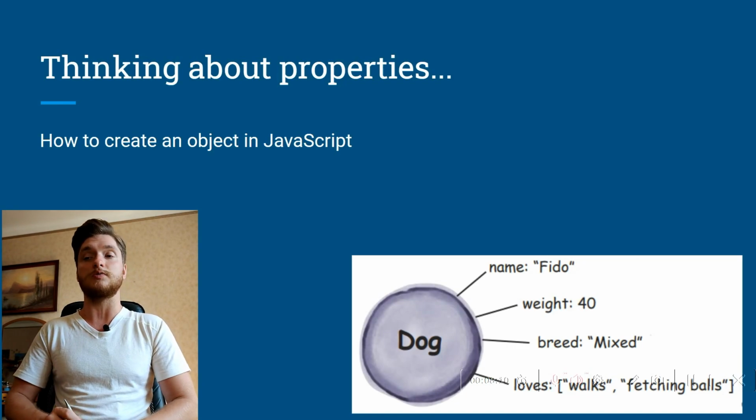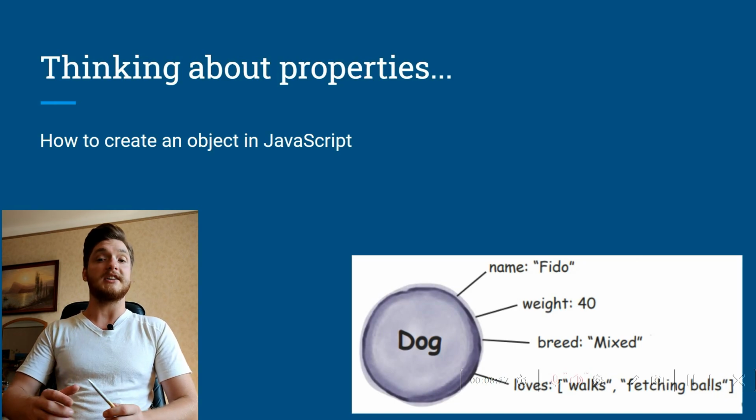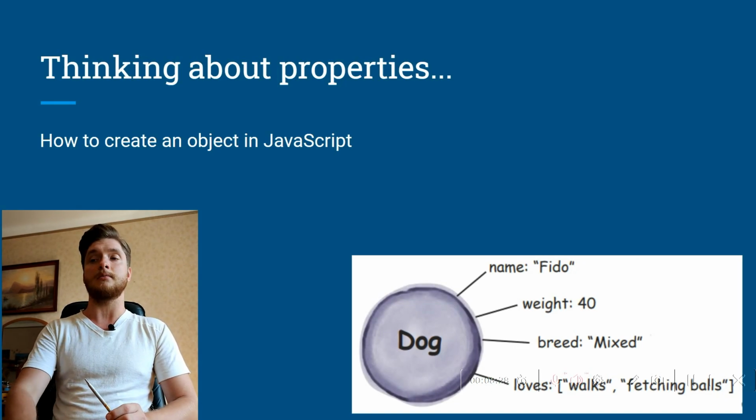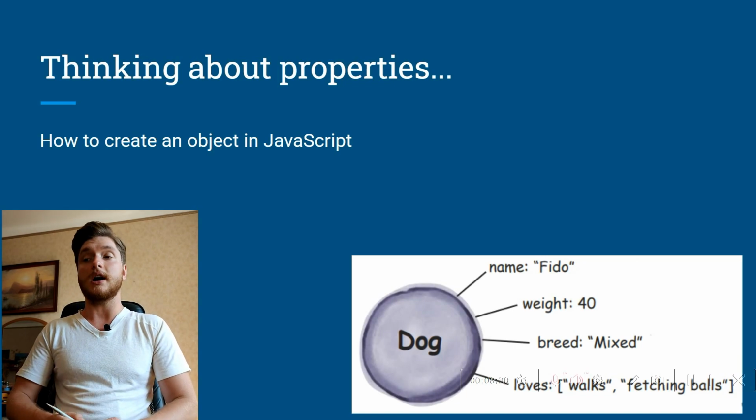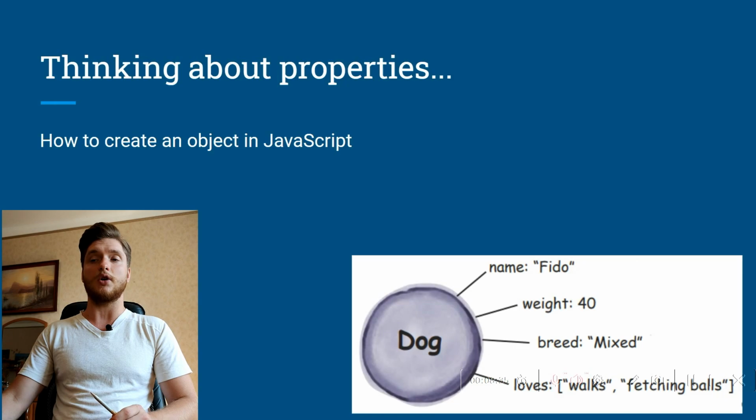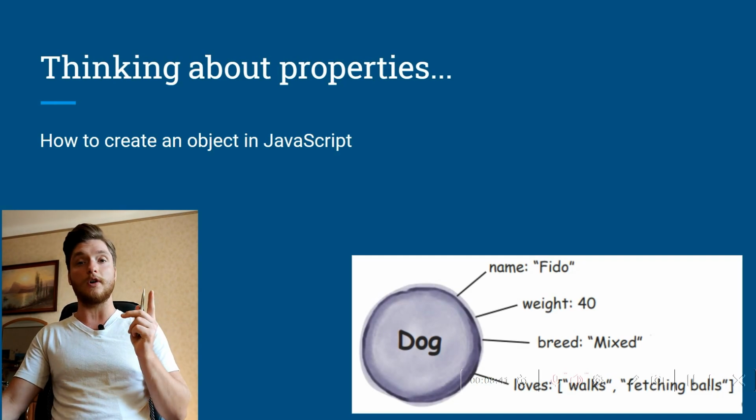Let's think about those properties in terms of JavaScript data types. As you probably guessed, we're going to have an object representing a dog, and a set of properties. We've got some strings representing that dog's name and breed, and we've got an integer for the weight. And we'll collect the dog's loves in an array of strings, zero or more. Here we've got Fido's two interests.